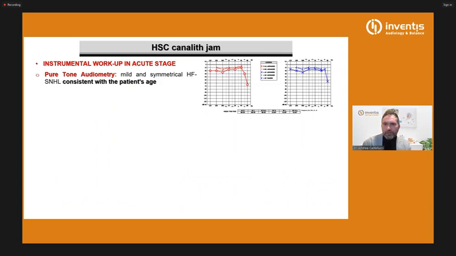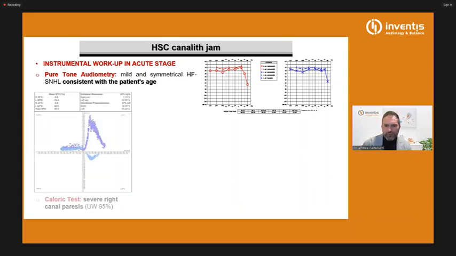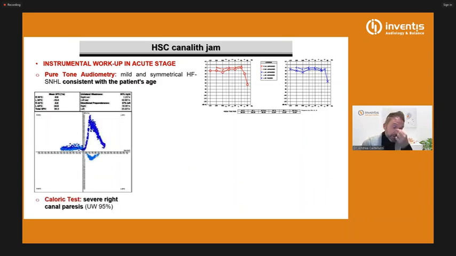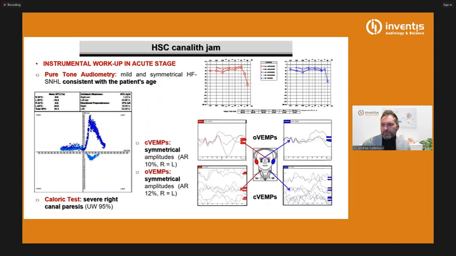And she underwent an instrumental workup, a deep instrumental workup. Audiometry was pretty fine. The caloric test was actually impaired on the right side, so it was totally consistent with the right acute vestibular loss. But ocular and cervical VEMPs were symmetrical, and we didn't expect this symmetry, at least for the ocular VEMPs. You know that ocular VEMPs are an expression of the utricle, so usually the utricle is affected in an acute vestibular loss, at least of the superior branch.